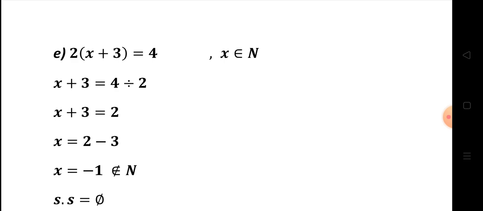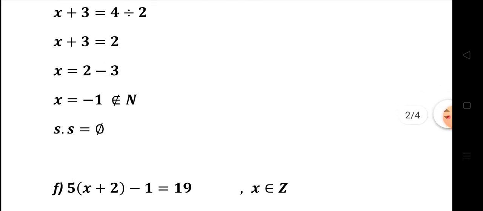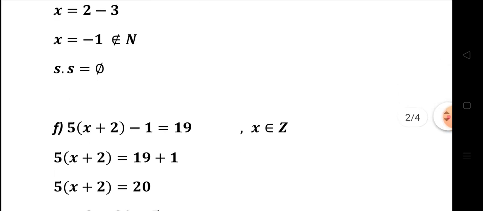After that, we will move number 3 with the opposite operation, which is minus. So x equals 2 minus 3. 2 minus 3 gives me negative 1. He told me here x belongs to what? The natural numbers. Negative 1 belongs to natural numbers? No. So the solution set equals the empty set.